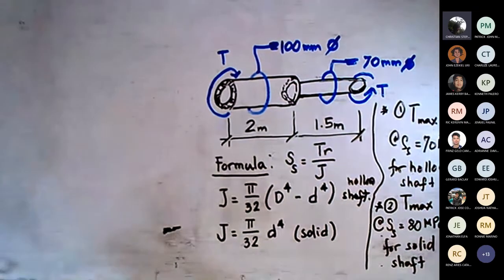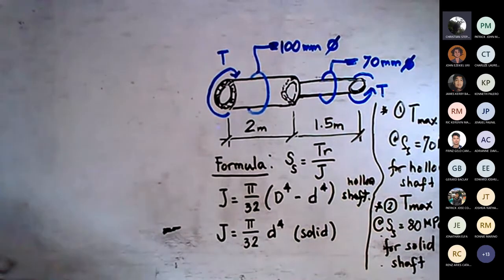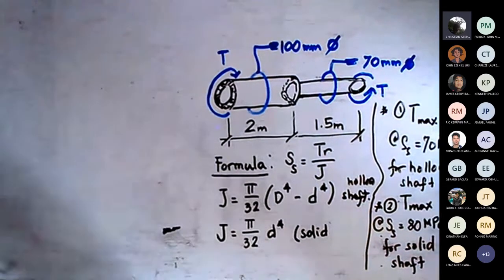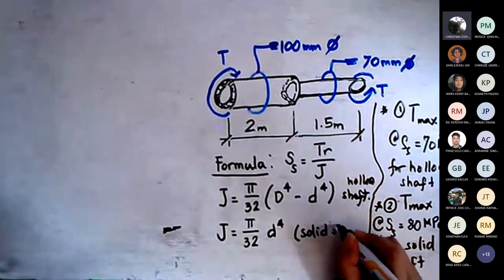Ma'am, dun po sa hollow, ma'am. Ano nga po ulit, ma'am, yung big D? Letter D po, yung malaking D. Outside diameter po. Sure. Outside diameter.